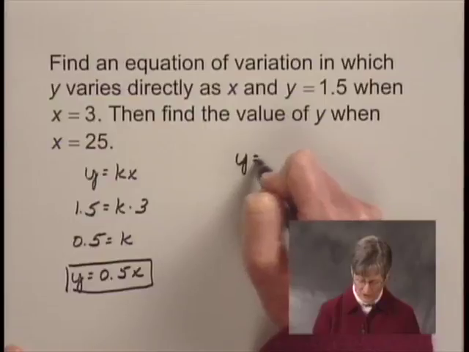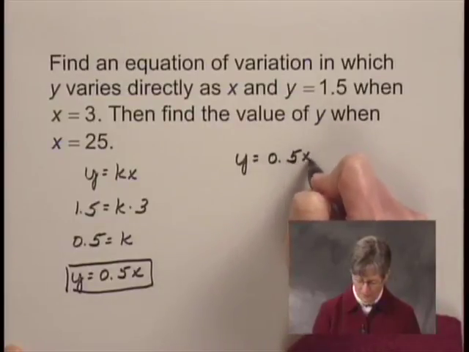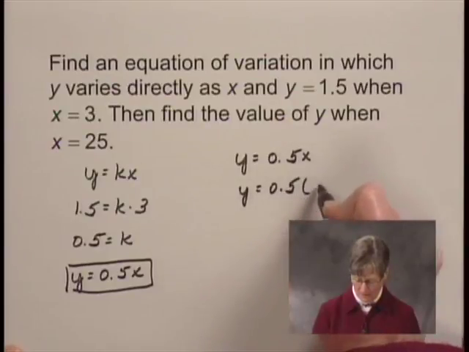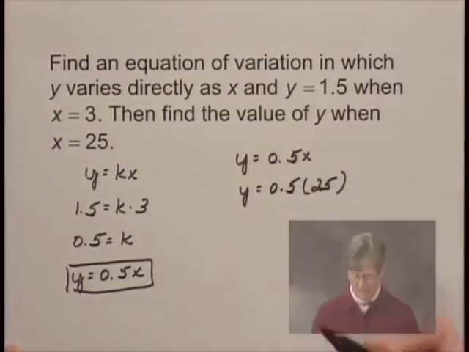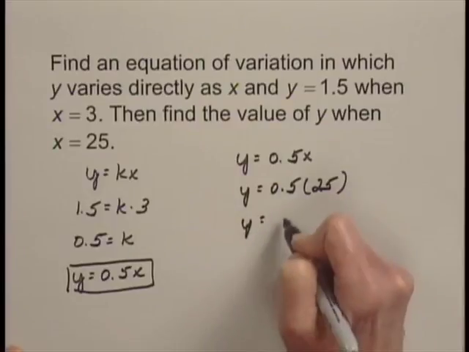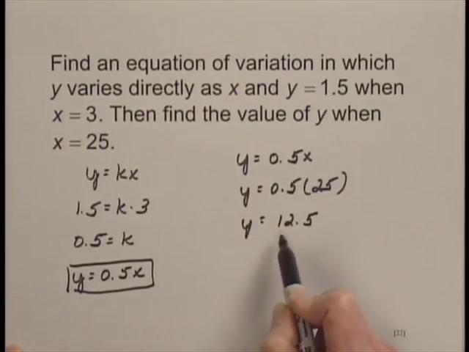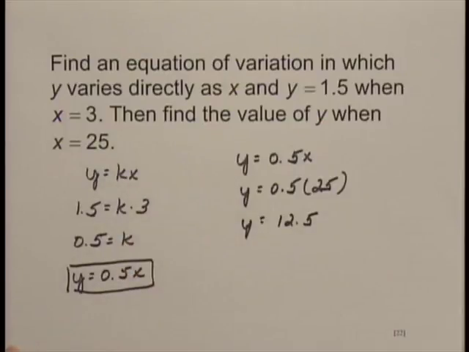So we'll use the equation y equals 0.5x, and we'll substitute 25 for x. Y equals 0.5 times 25, and doing this multiplication, I get 12.5. So y is 12.5 when x is 25.